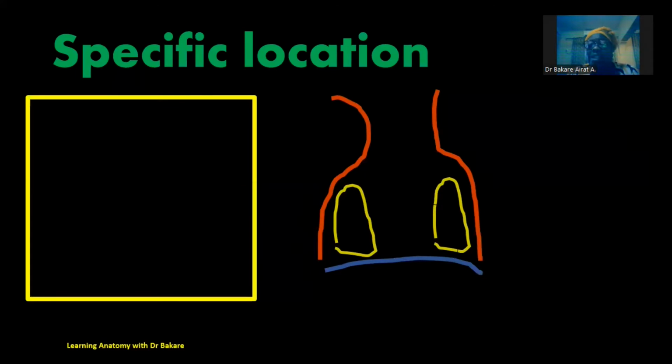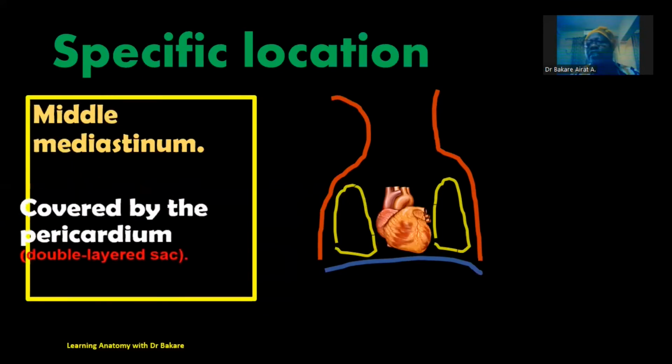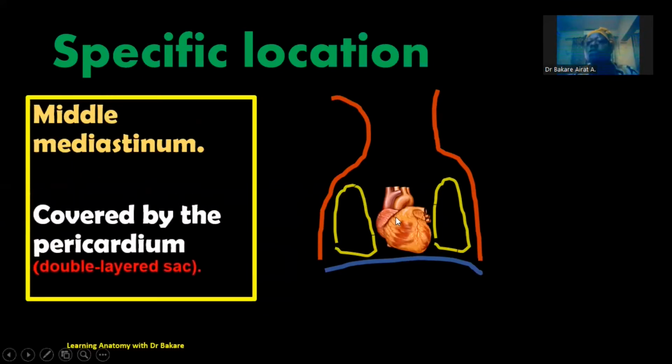If you've not checked out my lecture on the mediastinum, please kindly go and do so to update yourself. We know that the mediastinum is further divided into the superior mediastinum and inferior mediastinum, while the inferior mediastinum is further subdivided into the anterior, middle, and posterior mediastinum. The specific location of the heart is the middle mediastinum, which is a portion of the inferior mediastinum. So the heart is specifically located in the middle mediastinum between the 2 lungs. And of course, the heart is enclosed by a double-layered membrane that is called the pericardium.